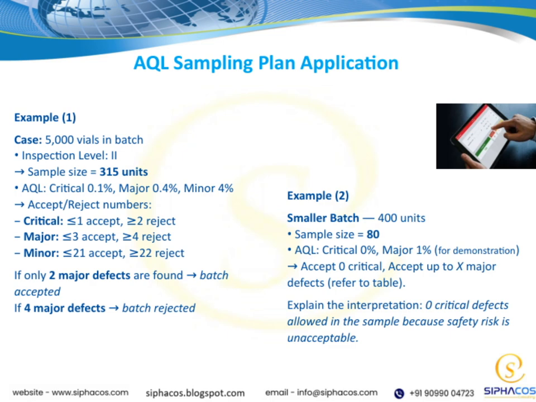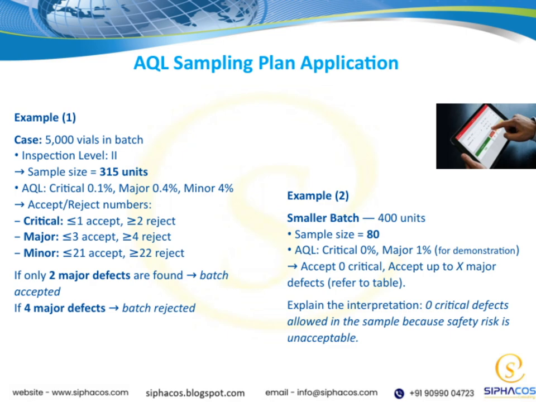Now, moving to the previous example with a larger batch of 5,000 vials. For this, we use inspection level II, which gives us a sample size of 315 units. The AQLs are a bit different here: 0.1% for critical defects, 0.4% for major, and 4% for minor. Based on these, we have specific accept and reject numbers, like for critical defects, accepting if there is 1 or fewer and rejecting if there are 2 or more.